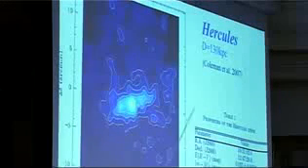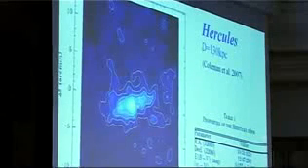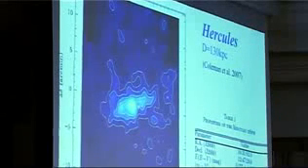Let's look at Hercules at 130 kiloparsec. You can see how squashed it is. And you see the size. It's about 180 parsec radius.